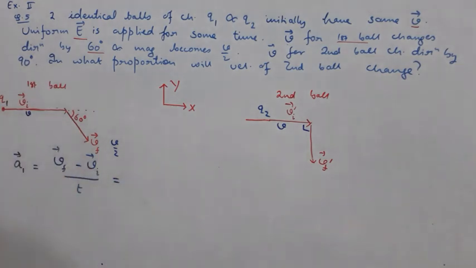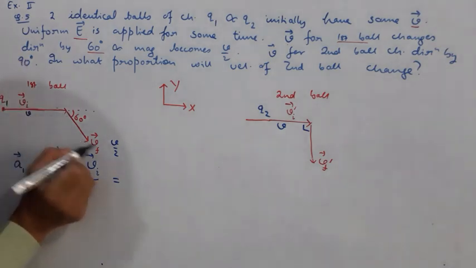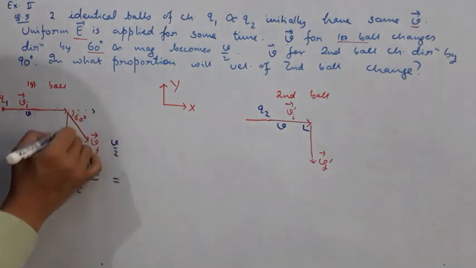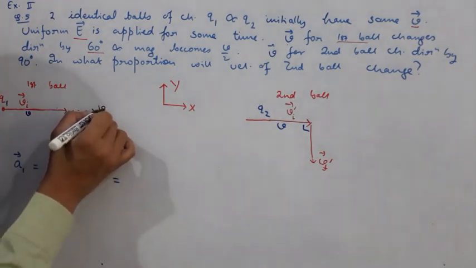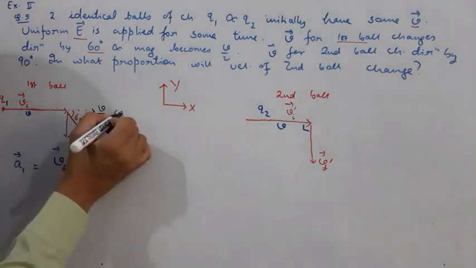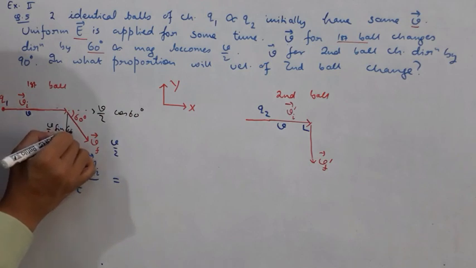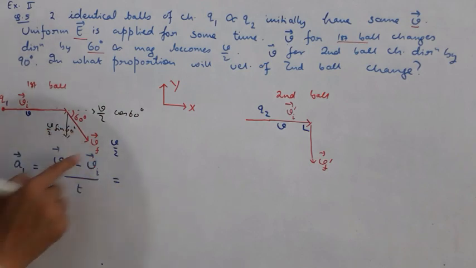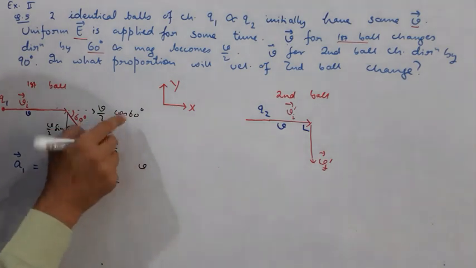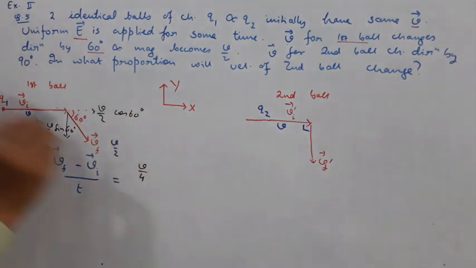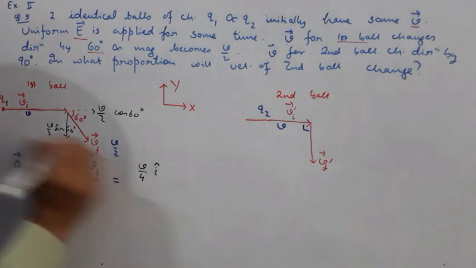How much can we write for final velocity? Now final velocity, if you see carefully, we can write it in terms of components. It has value V by 2. It makes 60 degrees with the x-axis. So it has one component here, one component here. This is V by 2 cos 60, and this will be V by 2 sin 60. Therefore, we can write final velocity like this. V by 2 cos 60 is half, and this becomes V by 4 I cap.